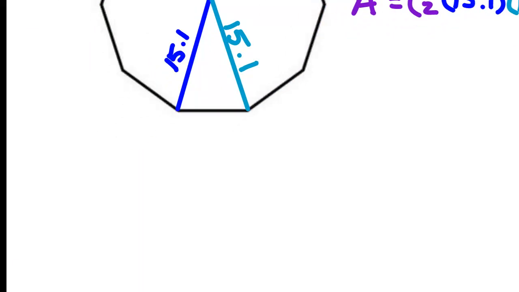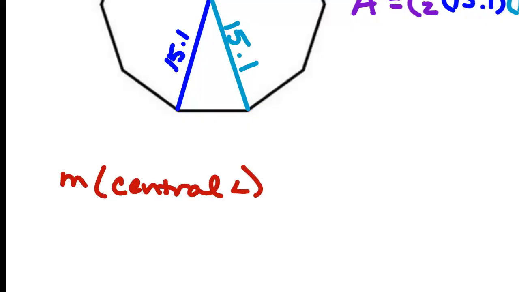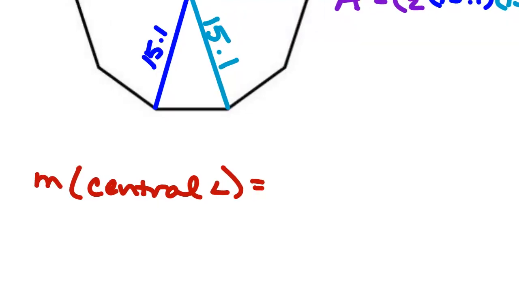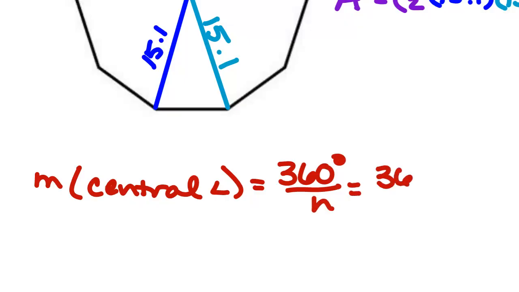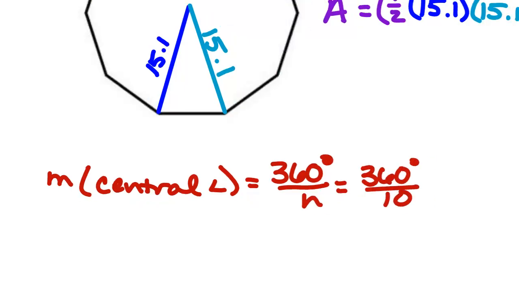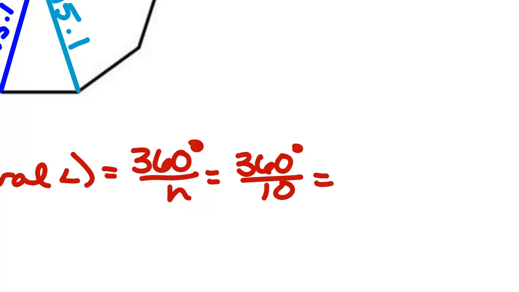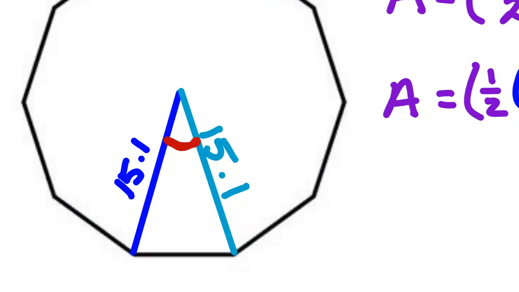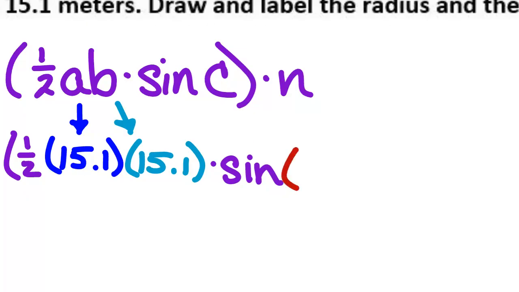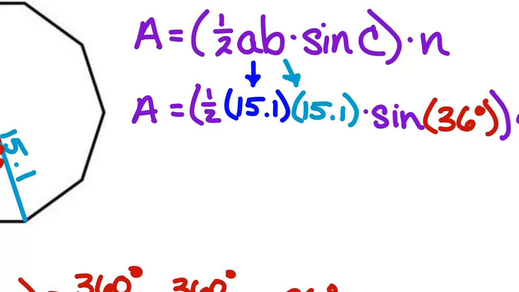Angle C is my central angle. How do I find the measure of the central angle? 360 divided by the number of sides, which in this case is 10. So 360 divided by 10. What is 360 divided by 10? 36. So this angle right here is 36 degrees. So sine of 36 degrees times 10, because we have 10 sides.